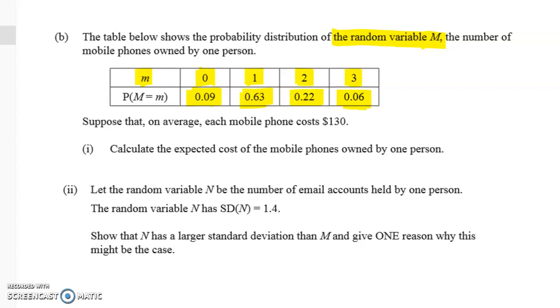Look, it is worth just looking at those numbers before you dive into the question. Just notice that we've got 63% of people owning one mobile phone, because this wouldn't be a level 3 stats exam if there wasn't some link in the question to context. And that comes down here in part 3. And on average, every mobile phone costs $130. So we have to calculate the expected cost of the mobile phones owned by one person.